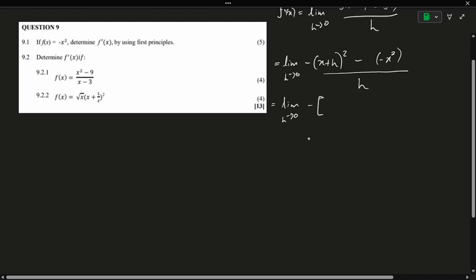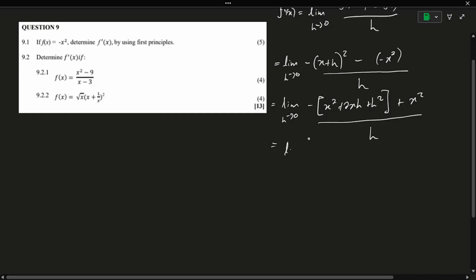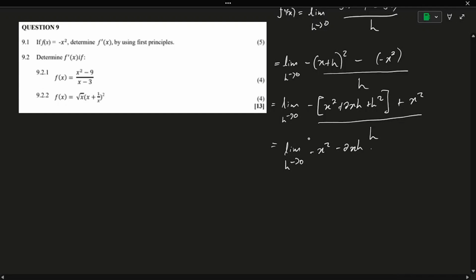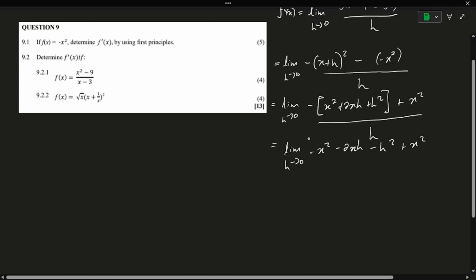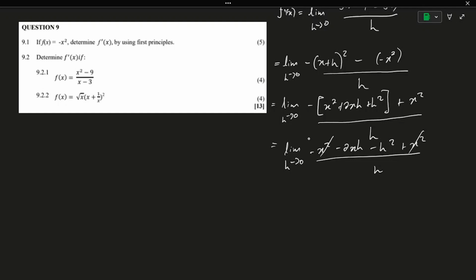Let's keep the minus outside for now. So this is going to be x squared plus 2xh plus h squared, plus x squared, and divide that by h. So this is again the limit as h approaches 0 of negative x squared, negative 2xh, negative h squared plus x squared, divided by h. The x squared and x squared cancel out. This means we are left with minus 2xh minus h squared.